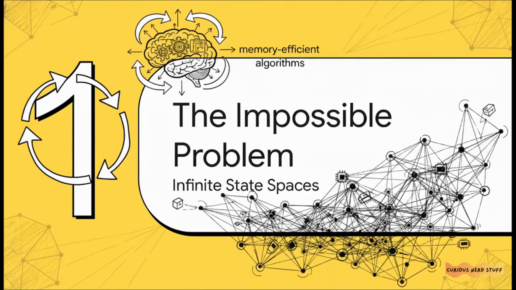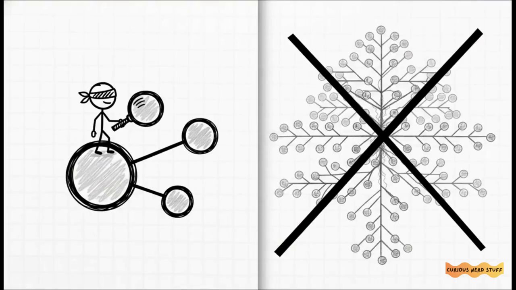Section 1. Solving the impossible problem. Let's really set the stage for how these incredibly memory-efficient algorithms manage to tackle completely infinite state spaces without totally crashing your computer. The absolute genius of local search algorithms lies entirely in their simplicity. Because they only maintain a single current state, they are highly memory efficient. We're talking practically zero overhead.